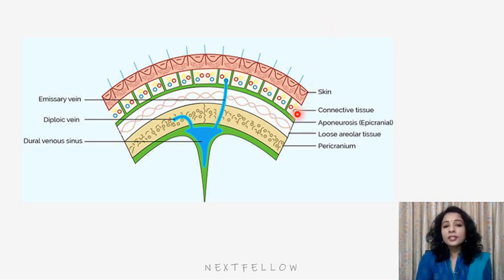These are the various layers of the scalp. The skin, connective tissue and aponeurosis. These three layers are tightly adherent to each other because of the connective tissue, and these three layers form a single unit which are together called as scalp proper.